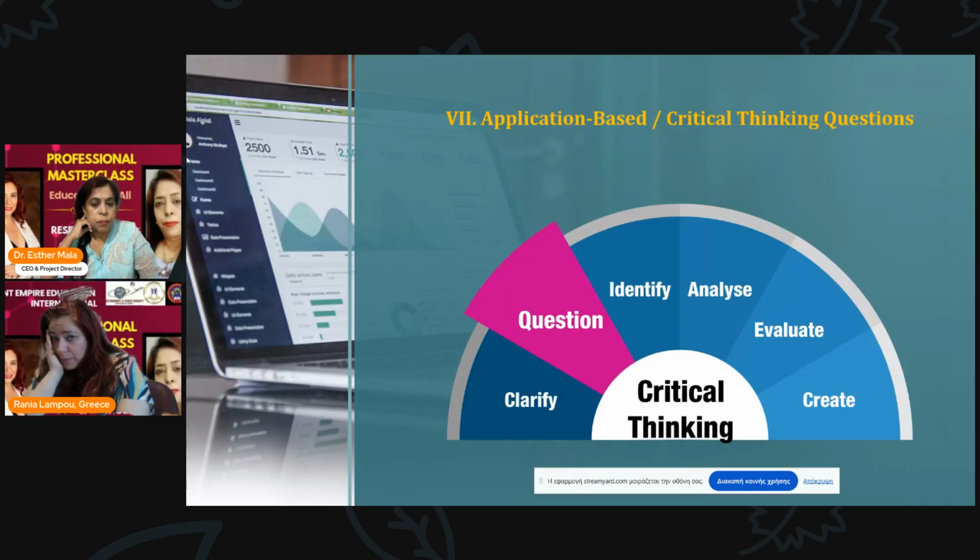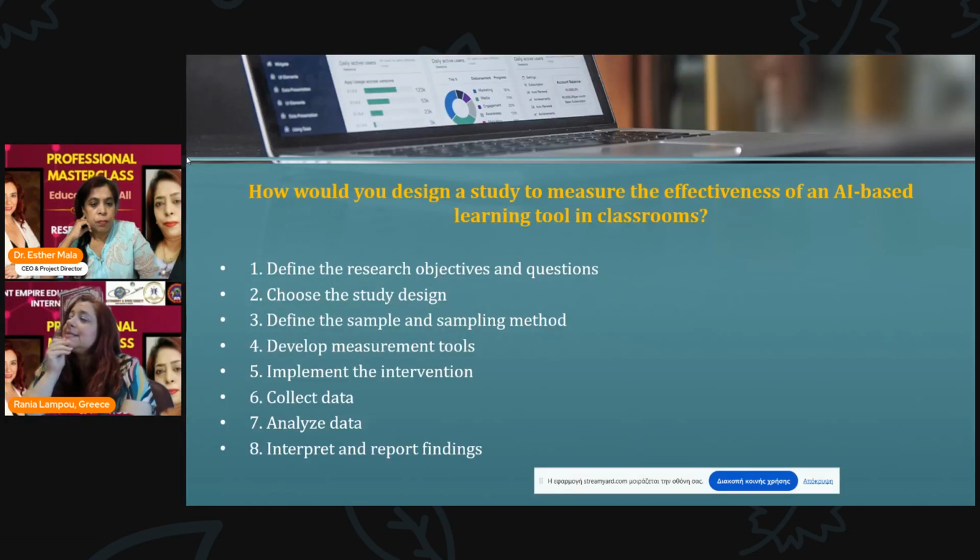So how would we design a study to measure the effectiveness of an AI-based learning tool in classrooms? Here is an application. This involves careful planning to ensure valid, reliable, and meaningful results. So here is a structured approach that you can follow. You define the research objectives.